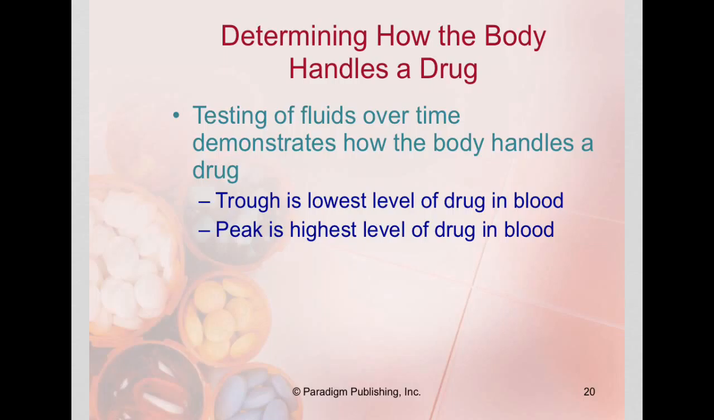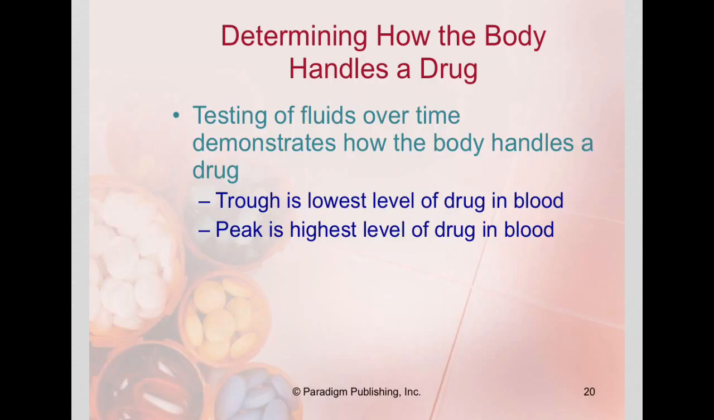Determining how the body handles a drug. They test fluids over time, and that demonstrates how the body handles it. I'll use vancomycin again because it's so often used in the hospitals, especially. So they do levels throughout the day, and the pharmacists check that every day. So they'll do a vanc trough, and that's the lowest level of drug in the blood. So they'll do it usually after 24 hours. And if the vanc trough is too high, sometimes they will hold a dose or lower the dose.